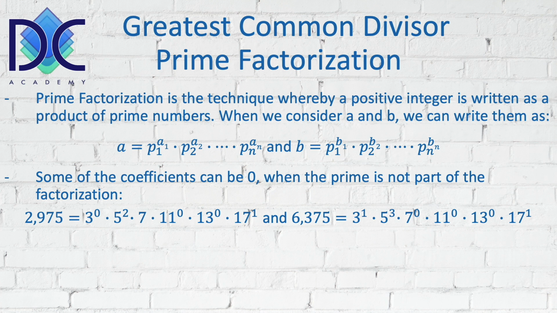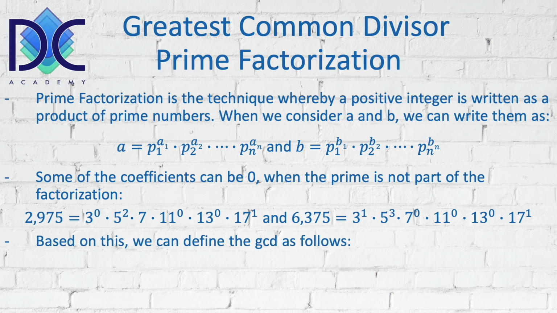The second number that I have is 6375, which we can write as 3 times 5 to the power 3, times 7 to the power 0, 11 to the power 0, 13 to the power 0, and 17 to the power 1.